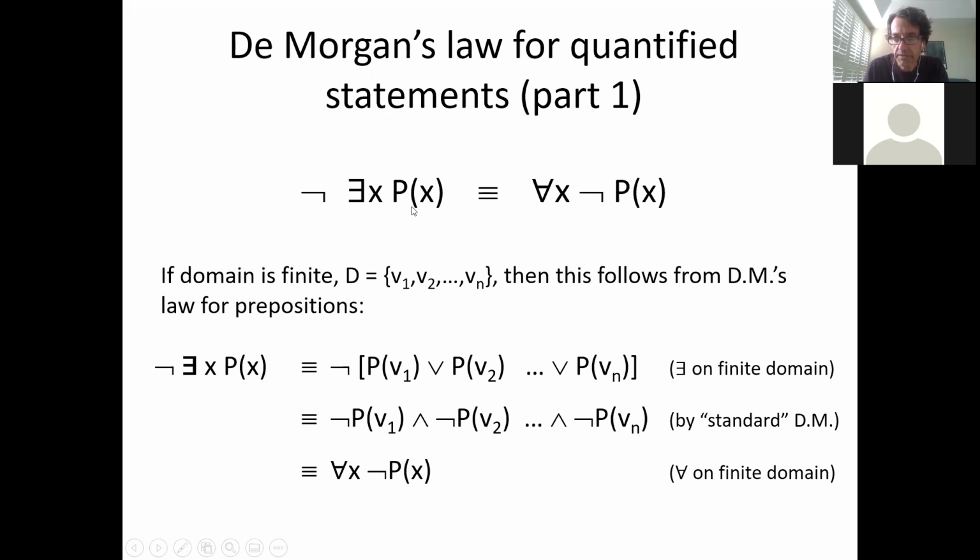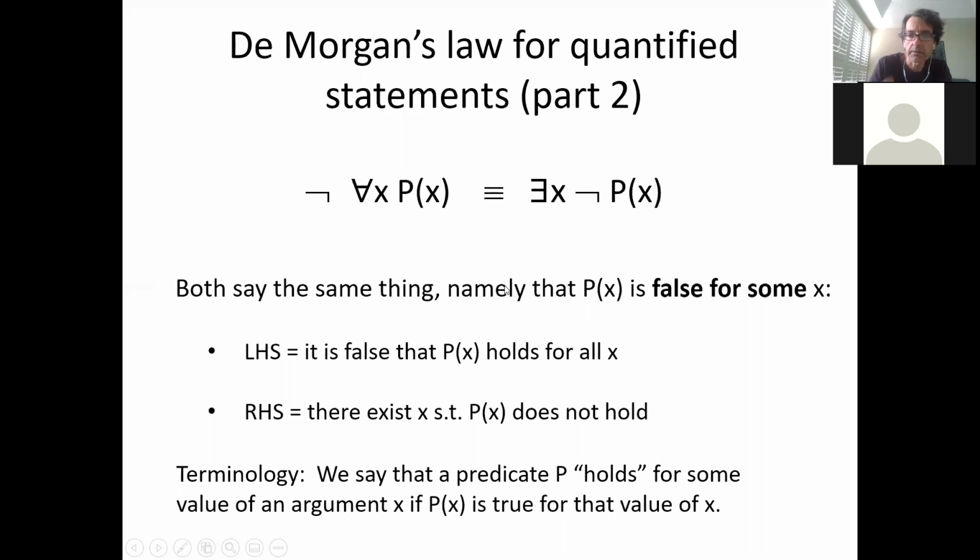So this is basically the standard De Morgan in disguise, right? There is the other De Morgan, which is what happens when you negate a conjunction, and that corresponds to negating a universal quantifier. Because what does the left-hand side say? It says that predicate P holds for all arguments. And this one says that it is not true that predicate P holds for all arguments.